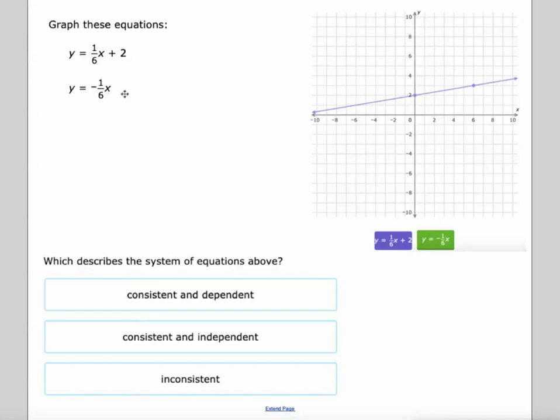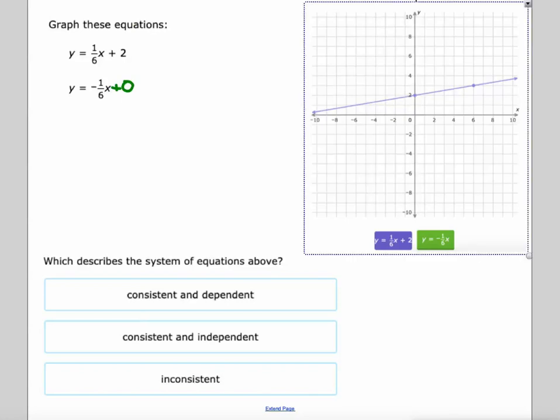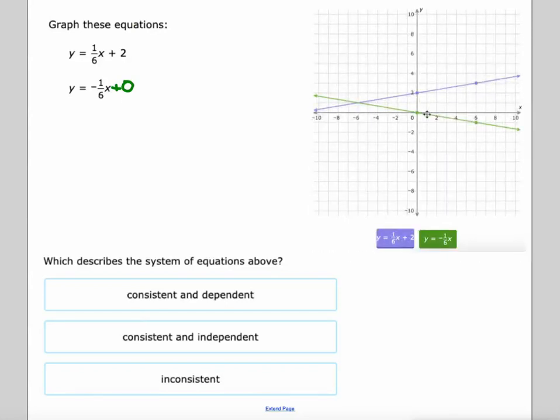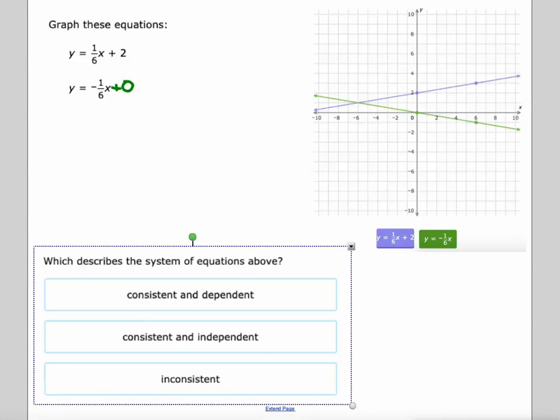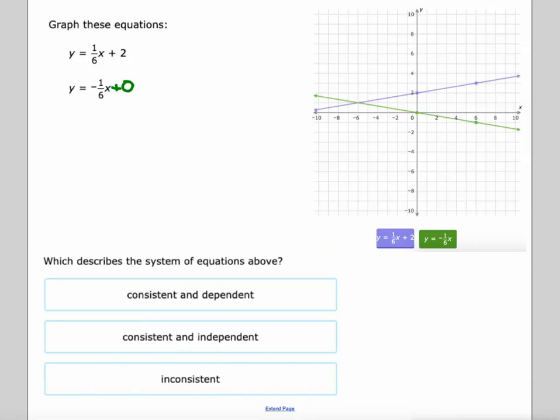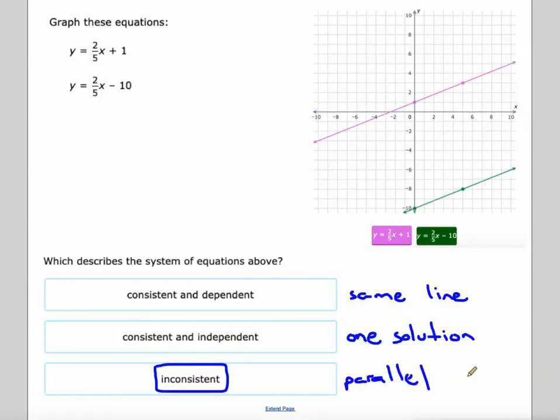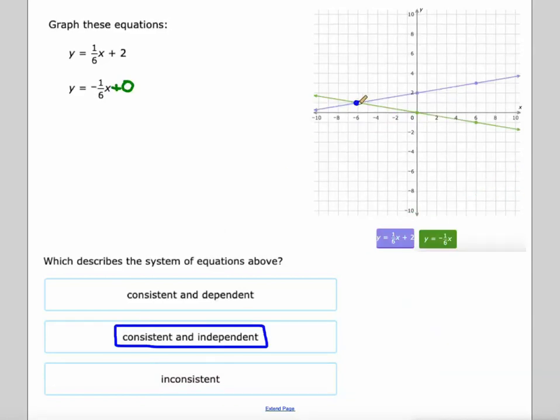Second equation's got a y-intercept of 0. In fact, I'll write it in there, plus 0 right here. So it's got a y-intercept of 0 and a slope of -1/6. Y-intercept of 0, and then from there down 1, right 6. So we would call that consistent and independent. I better grab my marker. There we go. Consistent and independent. On the last example I said consistent and independent if there is one solution. There's our one solution right there, -6, +1.